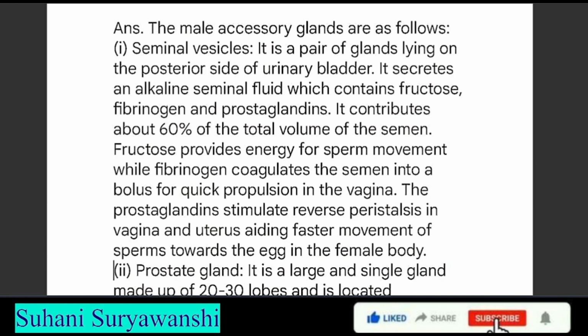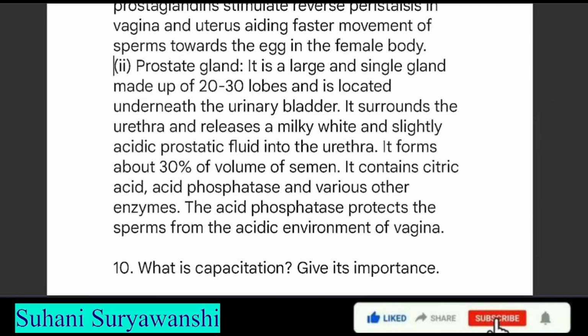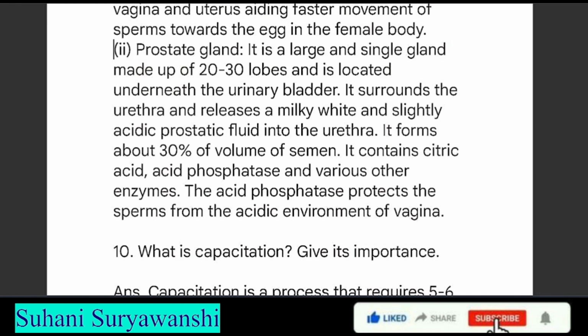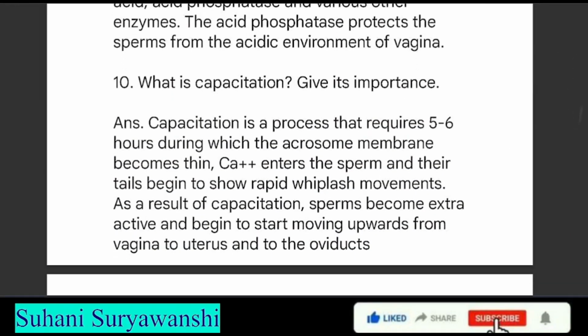Fructose provides energy for sperm movement, while fibrinogen coagulates the semen into a bolus for quick propulsion in the vagina. The prostaglandins stimulate reverse peristalsis in the vagina and uterus, aiding faster movement of sperm towards the egg in the female body. Prostate gland: it is a larger, single gland made up of 20-30 lobes and is located underneath the urinary bladder. It surrounds the urethra and releases a milky white and slightly acidic prostatic fluid into the urethra. It forms about 30% of the volume of semen, and it contains citric acid, acid phosphatases, and various other enzymes. The acid phosphatases protect the sperm from the acidic environment of the vagina.